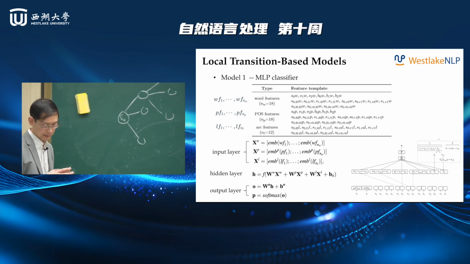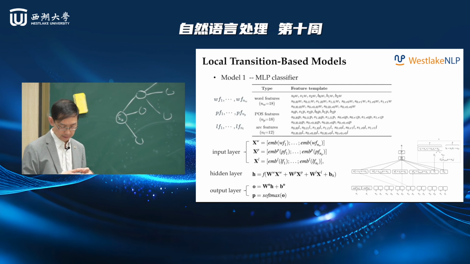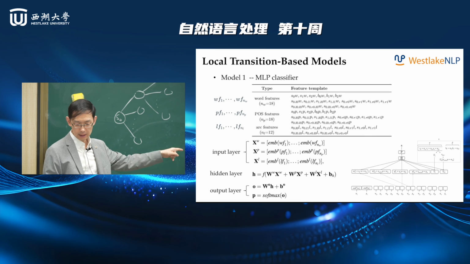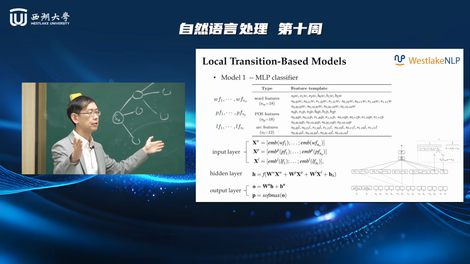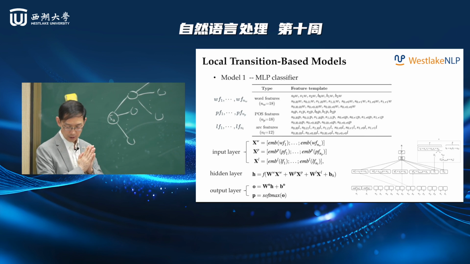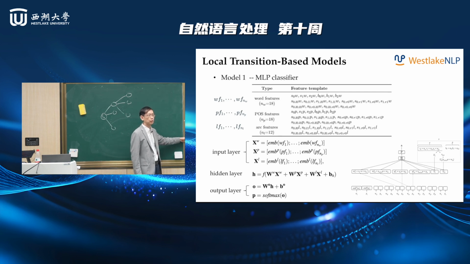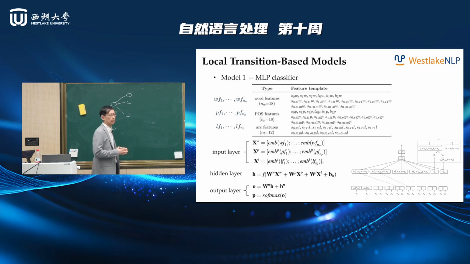just like characters and tags. So I concatenate them together. I concatenate 18 and 18 and 12 into a large vector. And then I use a single neuron to induce a hidden representation of these things. And then I use a multi-class classifier on top of this hidden representation for predicting the next action. And that's it.